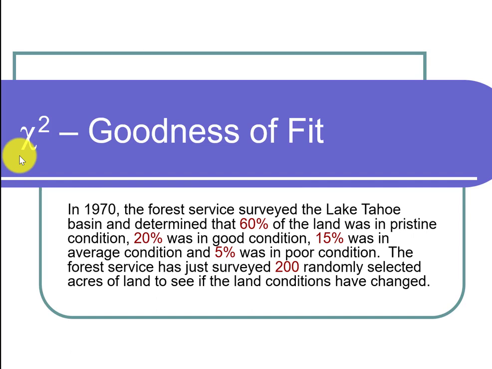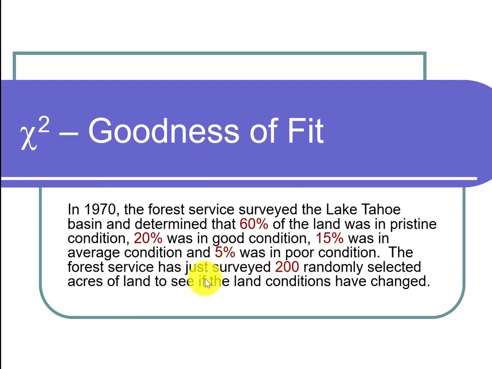This is a video on the chi-squared goodness of fit test. The question states, in 1970, the Forest Service surveyed the Lake Tahoe Basin and determined that 60% of the land was in pristine condition, 20% was in good condition, 15% was in average condition, and 5% was in poor condition.